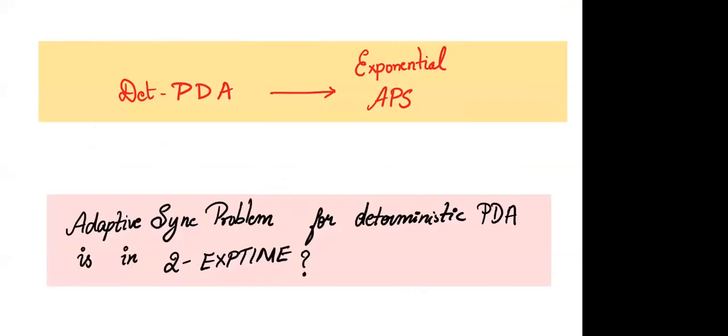However, if we do the same construction for deterministic pushdown automaton, we only get a 2exp time algorithm. But you mentioned that the problem is exp time complete. So what makes it faster for the deterministic case? That is a very good question.